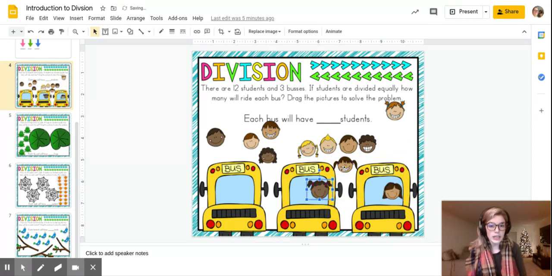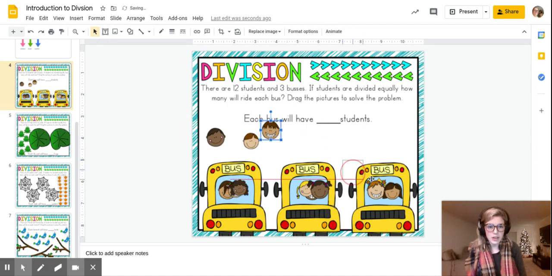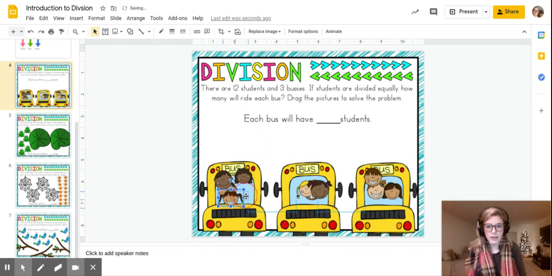1, here, here, and here. Okay, they all have 1. Now 2. I'm making sure that I'm spreading them out equally. And 3. And the last one. Oh, perfect. I have the same number for each one. Now I'm going to spread them apart and see. How many do I have here?